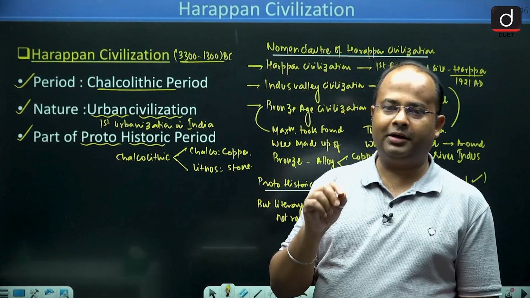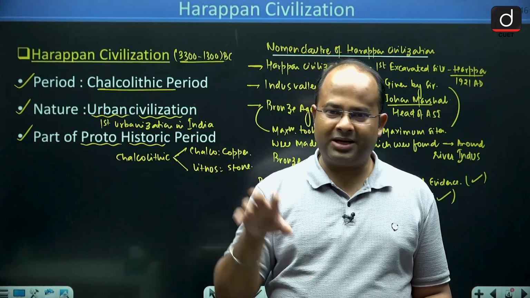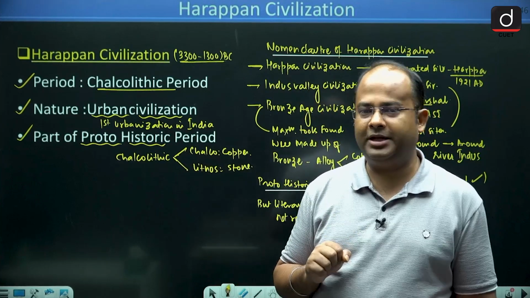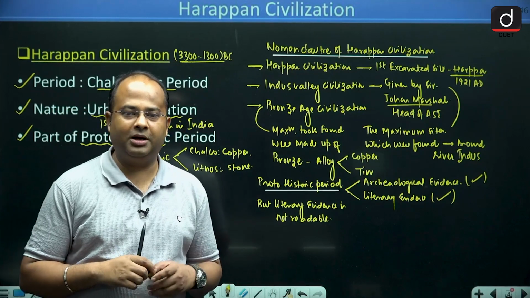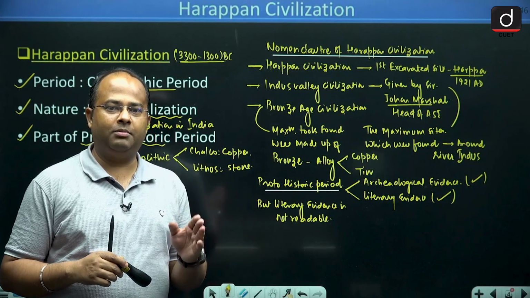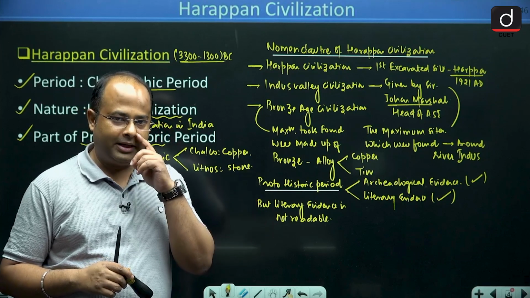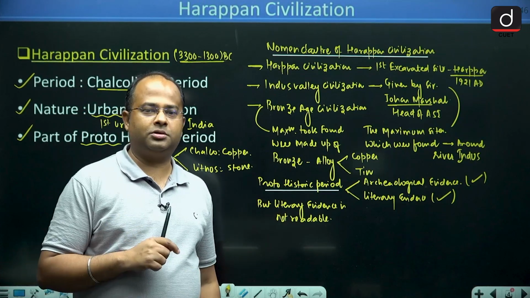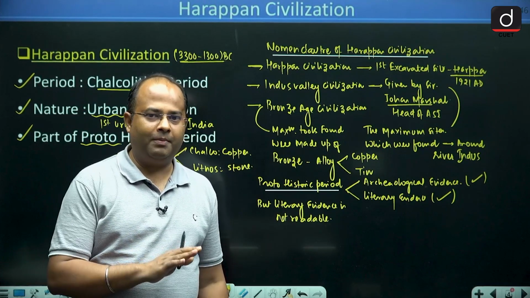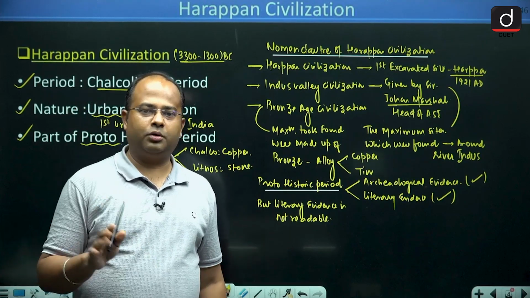Although we have archaeological evidence plus literary evidence, both types of evidence are available, but literary evidence is not readable. So till now we are not able to read the script and language of the Indus Valley Civilization. Therefore it is kept in the part of the proto-historic period. I hope I am clear to all of you.